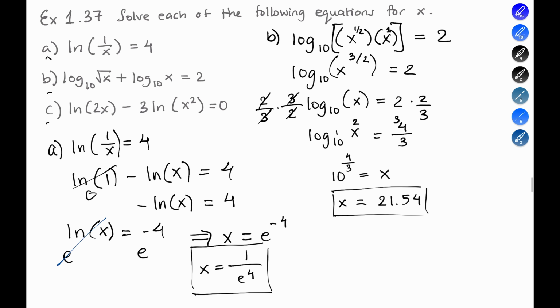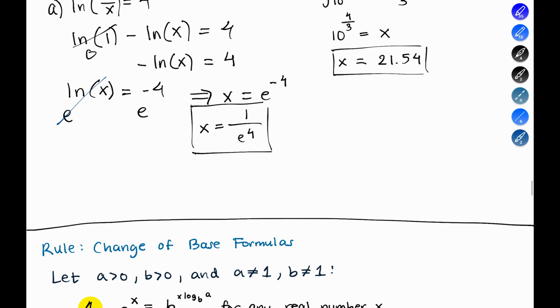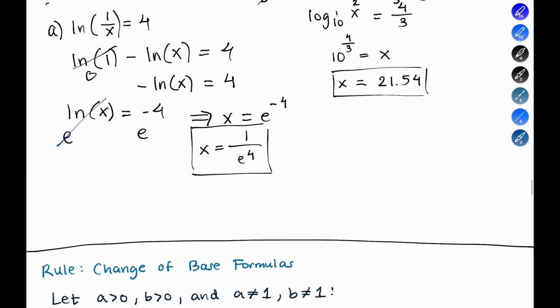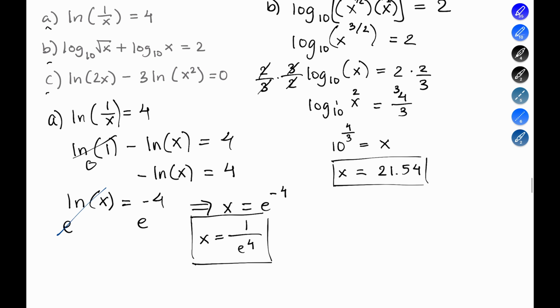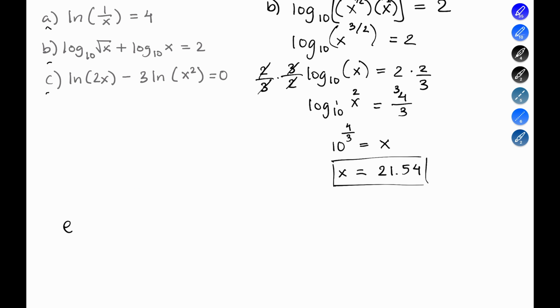Now I do not have enough space for part C, so I would just delete A. Okay, now let's work on C.